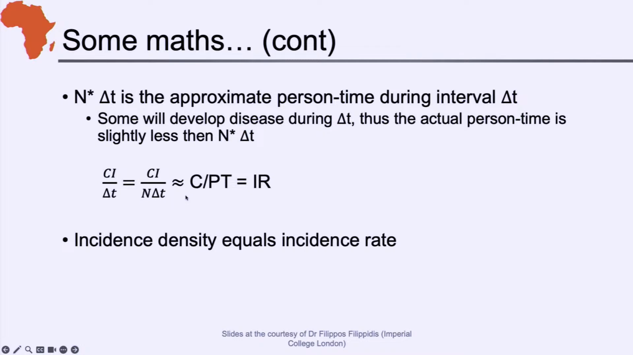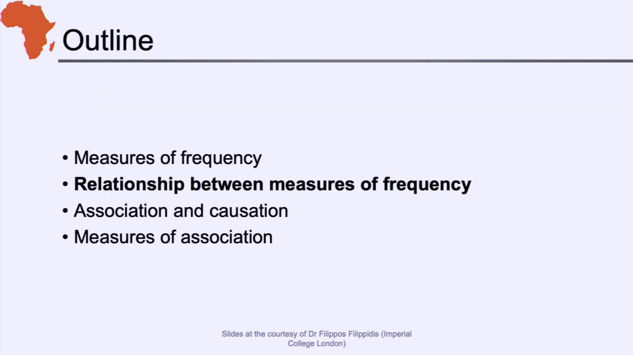This should be just C. So C is the number of new cases. N is our total population. And delta t is the period of time. Okay? So the cumulative incidence over that period of time is equal to the new cases over the person time, which is approximately the new cases over the person time, which is the incidence rate. This is in mathematical terms what we just concluded before on the previous slides. Okay? We will get back to why this is relevant in a bit.